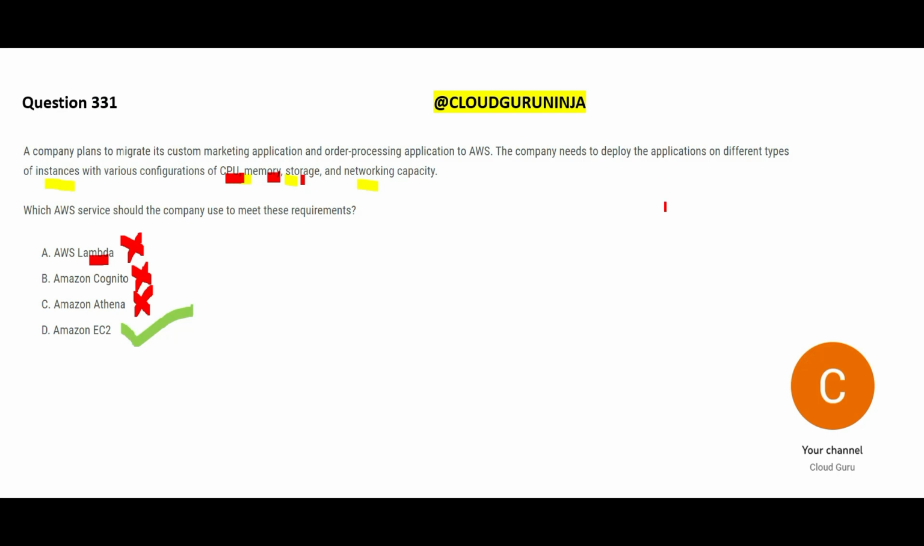Okay, just let me summarize now this because we spoke a lot about each option. See, Lambda is a serverless solution. The question talks about specifically instances, and it is talking about CPU, memory, storage, network capacity. So it cannot be Lambda. Cognito is an IAM solution. Athena is a querying solution. So our answer is EC2. Okay, this is our answer.